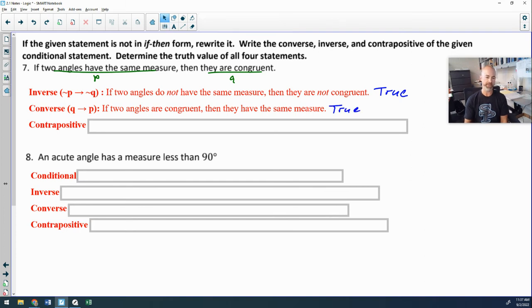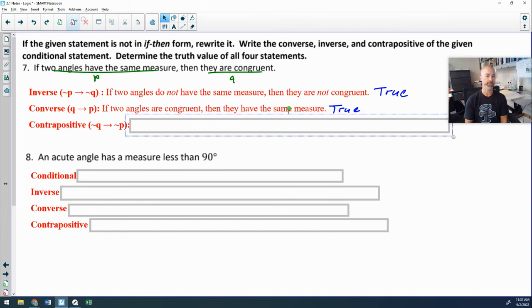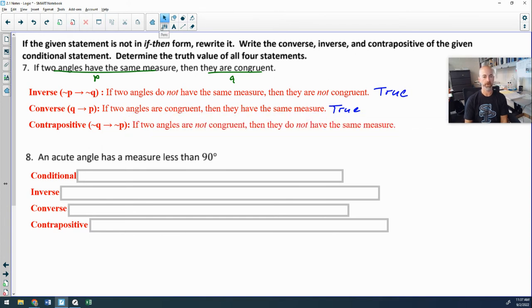The contrapositive is a combination of the inverse and the converse. You put nots in and you flip the order, or it's also the inverse of the converse. So you negate your converse, and that would be: if angles are not congruent, then they do not have the same measure. So there is your contrapositive, and if two angles are not congruent, then they do not have the same measure. That is also a true statement. So this one was true all the way down.